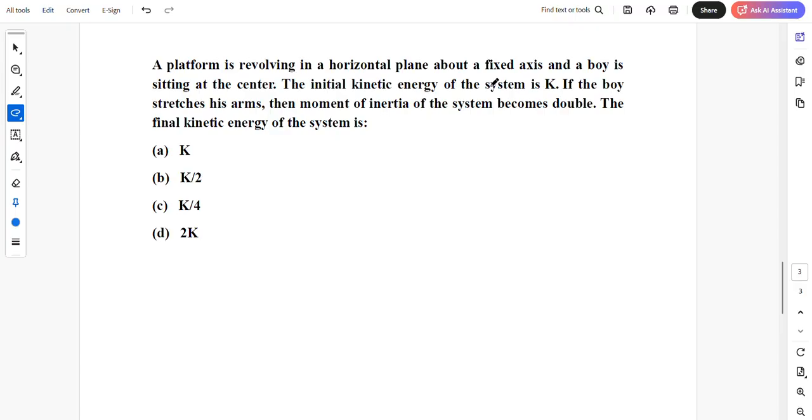What is it saying? A platform is revolving in a horizontal plane about a fixed axis and a boy is sitting at the center. The initial kinetic energy of the system is K. If the boy stretches his arms, then the moment of inertia of the system becomes double. Now again, as no torque is applied, angular momentum is conserved. Therefore, Li is equal to Lf. I1 omega 1 is equal to I2 omega 2.